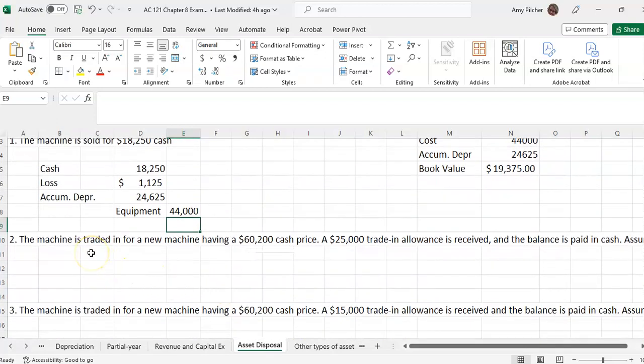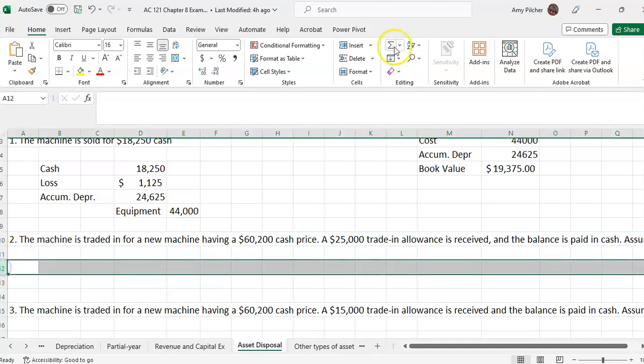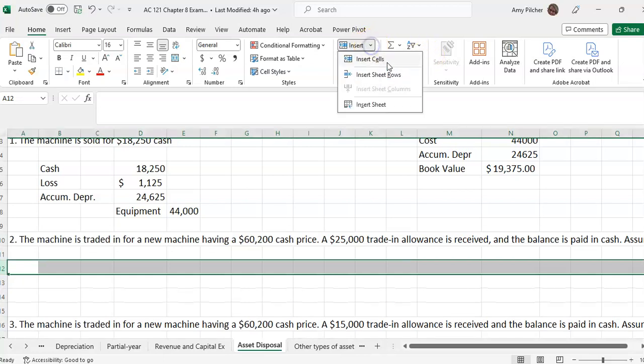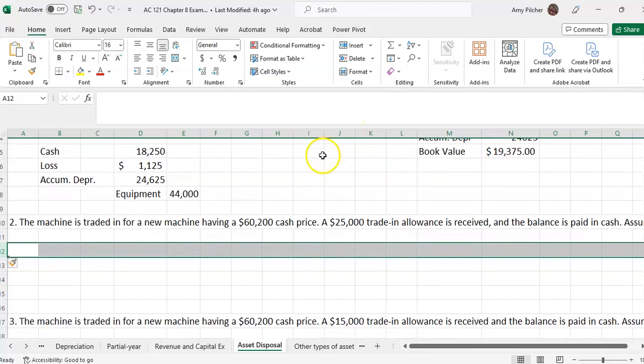Now we have this $25,000 trade-in allowance that is received. And we got a new piece of machinery for $60,200. We need to remove the old machinery. So I'm going to record a journal entry here. I'm going to add a couple of sheet rows so we have room.